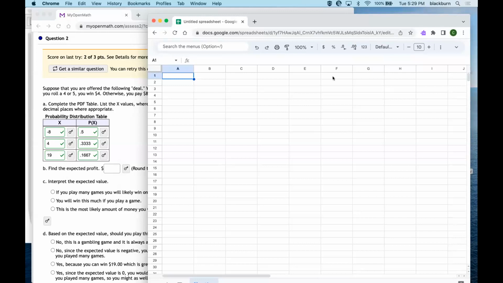So what I'm going to do is enter my table in. I'm going to enter -8, 4, and 13, and I'm going to enter the probabilities 0.5, 0.3333, and 0.1667. And then the formula for this expected value: expected value or mean, they use the Greek letter mu for mean or expected value.